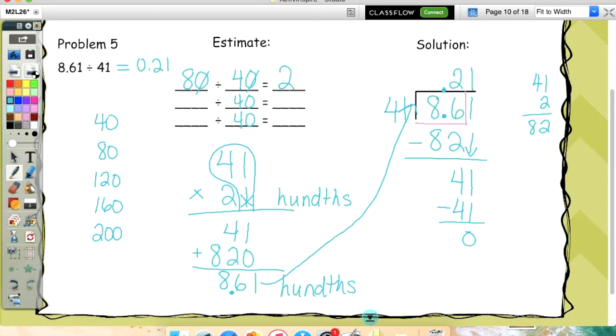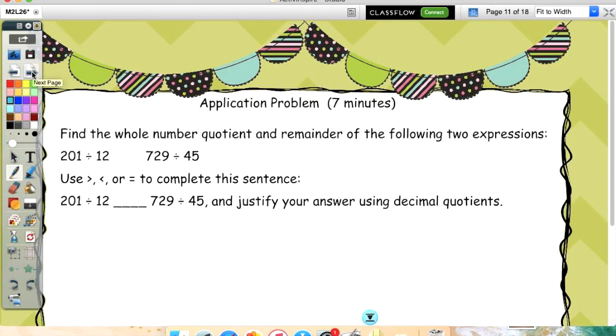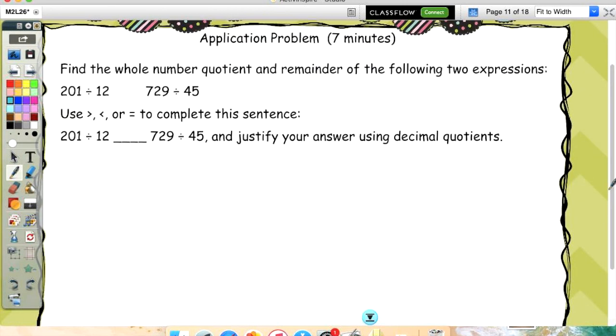Okay, here's a question. We're not going to solve it because we might have only a little bit of time. But the question is, we're going to use greater than, less than, or equal to complete this sentence: 201 divided by 12, blank, 729 divided by 45. And it says justify your answer using decimal quotients.